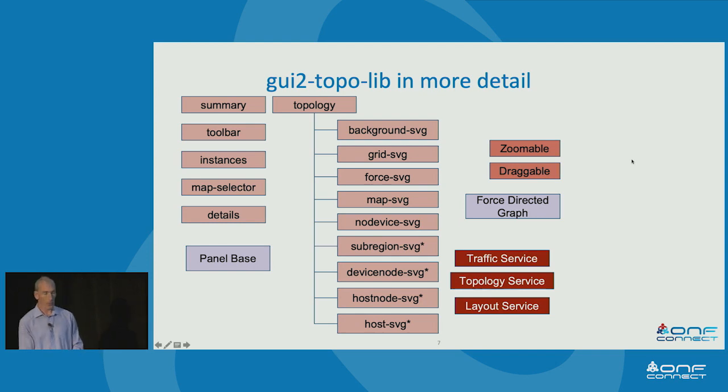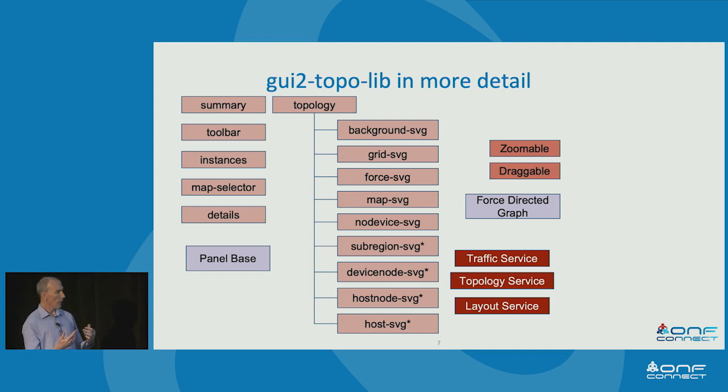I just wanted to dip into the topo view in a little bit more detail. So as you know, the topo view comes up, and there's a number of panels at the four corners and the toolbar and so on like that. So each one of these are components, keeping the same color scheme as before. Each one of those panels is like an HTML component. And then the topology view itself is the background, okay?